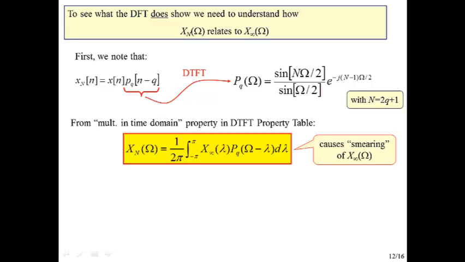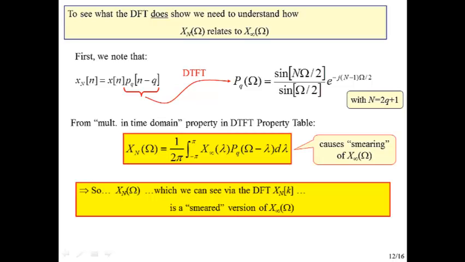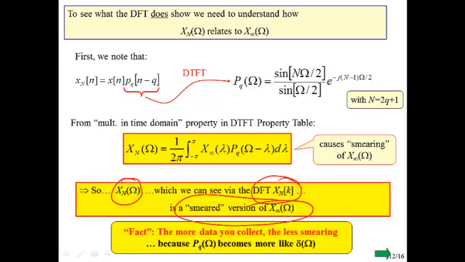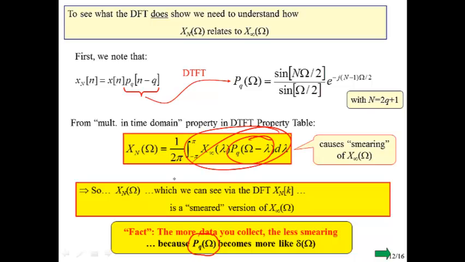Now when you go on to a DSP class, you'll learn more details about this smearing idea. So we're only going to touch on it and talk about it in rough terms. But the basic idea is x n of omega is the thing that we can find points on, but unfortunately it's a smeared version of the thing that we really want to see. But here's a fact. The more data that we collect, the more this thing becomes like a delta function, and the less it smears as it goes through this integration process.